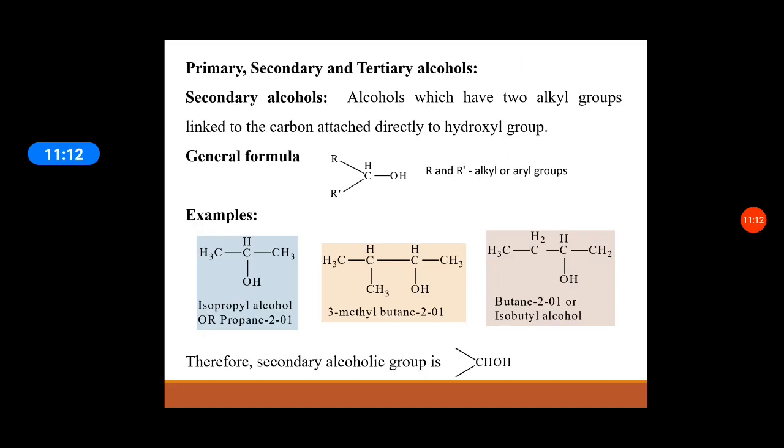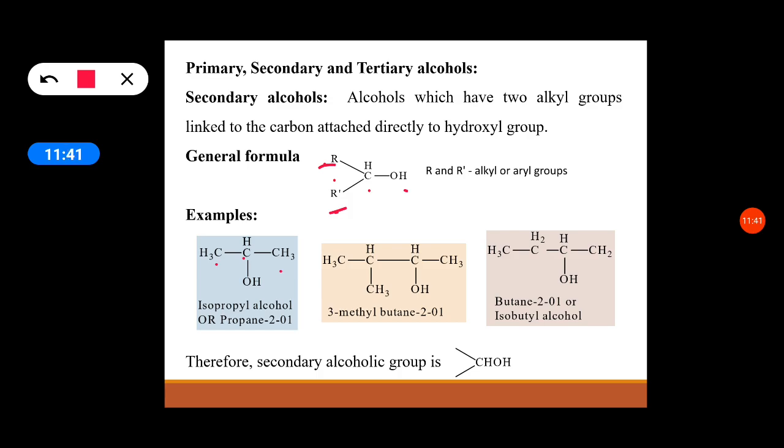Secondary alcohols, which have two alkyl groups linked to the carbon attached directly to the hydroxyl group. So R and R dash may be alkyl or aryl groups. So the carbon which is linked to the OH group is attached with adjacent two carbons. For example, isopropyl alcohol, the carbon bears two carbons on adjacent sides.